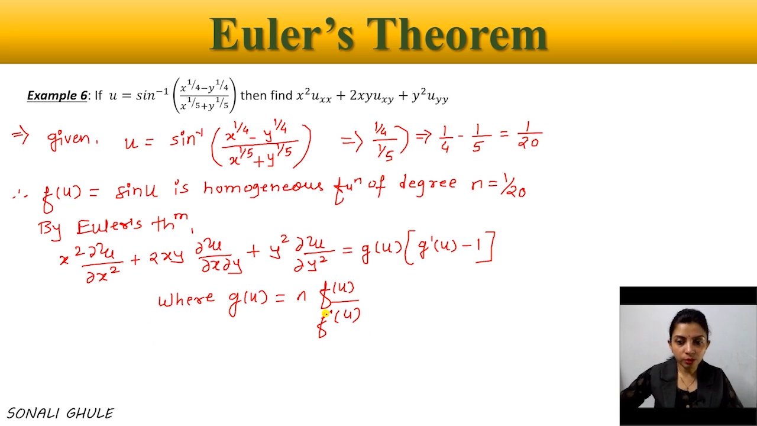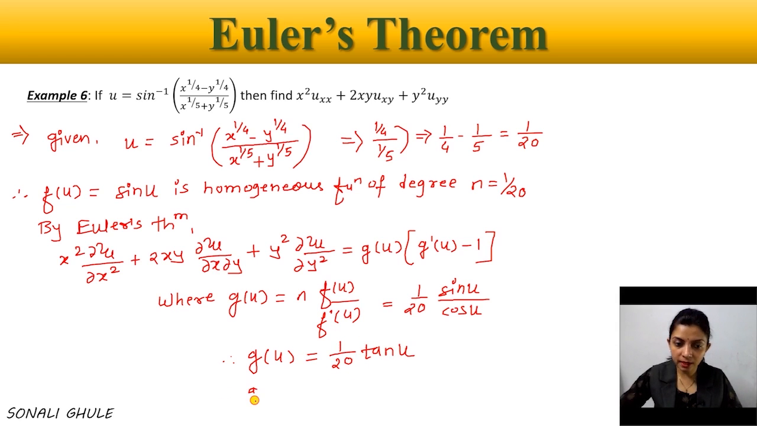Right? So here, putting the values, what is n? It is 1 by 20. What is f of u? Yes, this is our f of u here. It is sine u. And what is f dash of u? Definitely it is the derivative of f of u. So the derivative of sine u is cos u. Okay. So therefore I got here the value for g of u. It is 1 by 20 tan u.